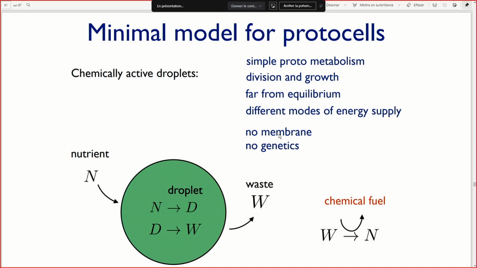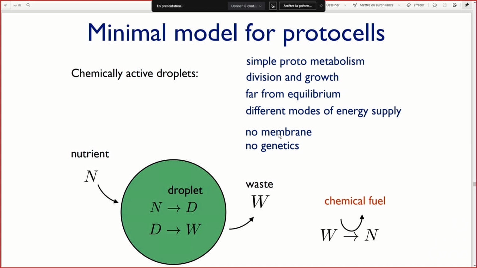So, just to summarize this part, we think of this as a minimal model of a protocell. It's a toy model which has many interesting features of the physics of droplets and chemical reactions, but it can also imitate many aspects of cells, not in the biological sense, but in the physical sense. It allows us to discuss division, energetics, material supply, and metabolism in physical systems. So it has a simple proto-metabolism, it has division and growth, it's far from equilibrium. So far, it depends on how you define far, because locally it's always equilibrium, as I explained.